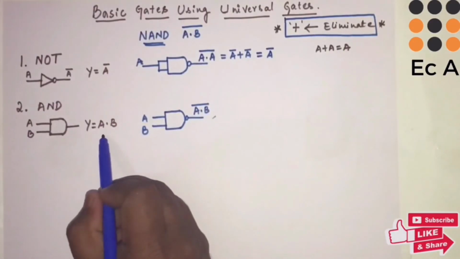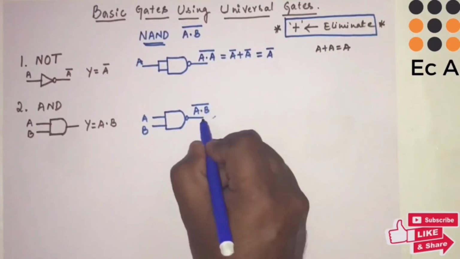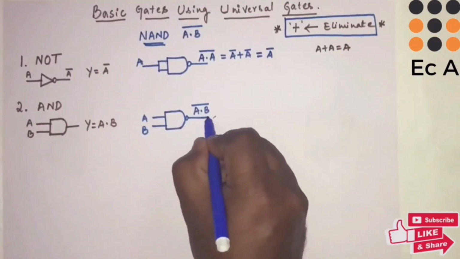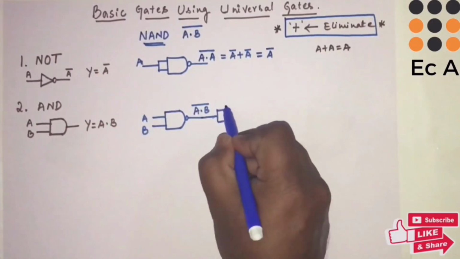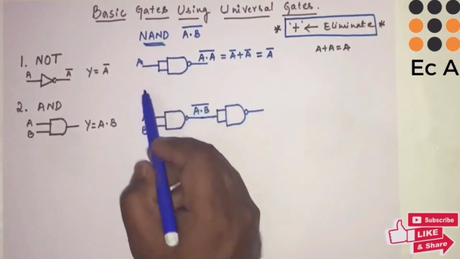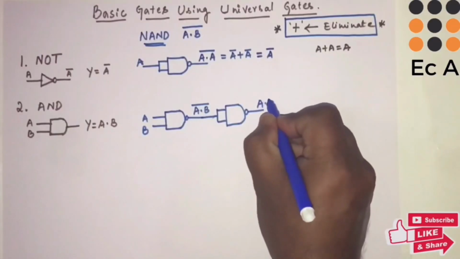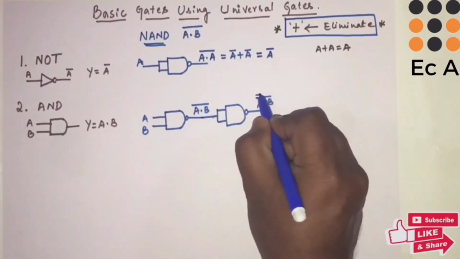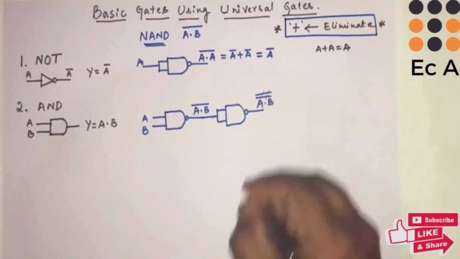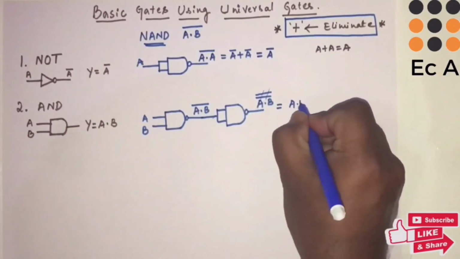Now we require only A dot B, so we don't require this complement. To eliminate this complement, we can connect a NOT gate using NAND gate. So let us connect a NOT gate to the output of this. We know the output of NOT gate is the complement of the input. So if the input is (A dot B) whole bar, we'll get one more bar due to this NOT gate. So this double bar will cancel out and we'll get the equation as A dot B.